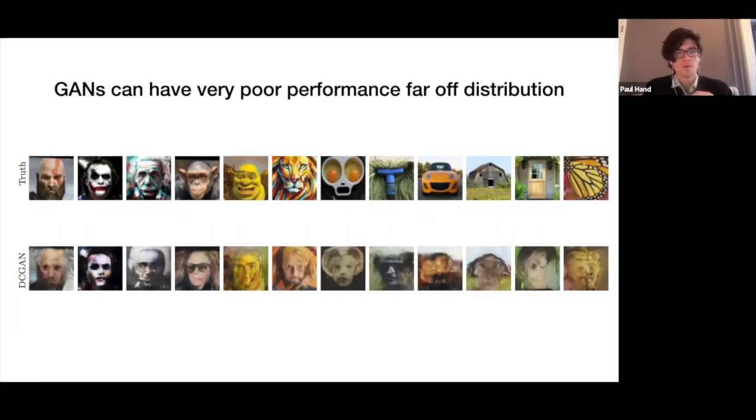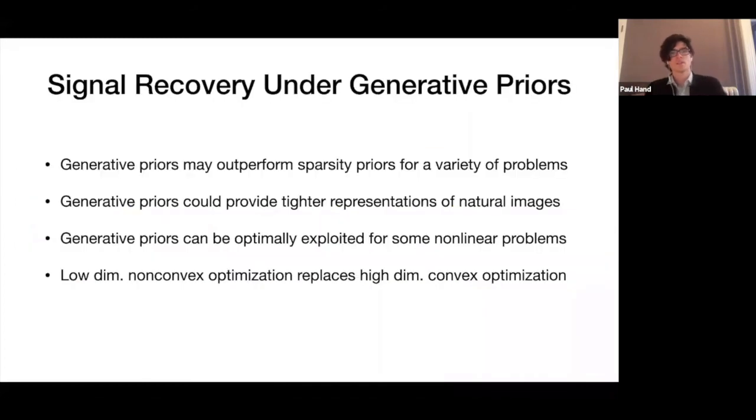But when we want to do imaging in the real world, we often are trying to image things that we haven't seen before. Think about the black hole from last year, or a new medical pathology. So we need performance to be good off distribution. All right, so to begin wrapping things up, this talk was about signal recovery under generative priors. The main theme was that generative priors can, in some cases, outperform sparsity priors for a variety of problems, and particularly imaging problems.